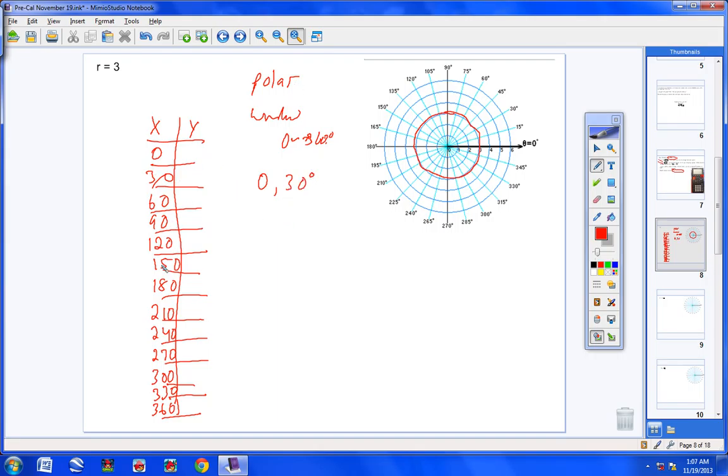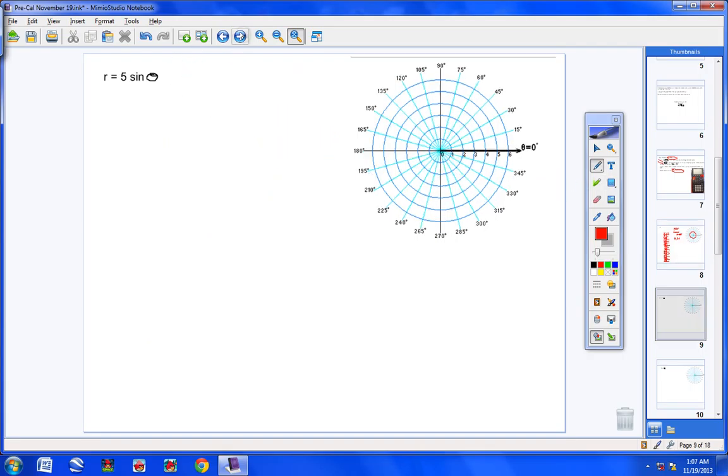And so we really didn't need a table of values on this one because we could just see r equals 3, okay? All right, so there we go. We graphed a polar equation. Now let's get into some more difficult ones, okay? All right, let's try this one here.